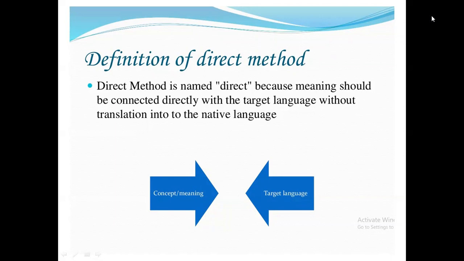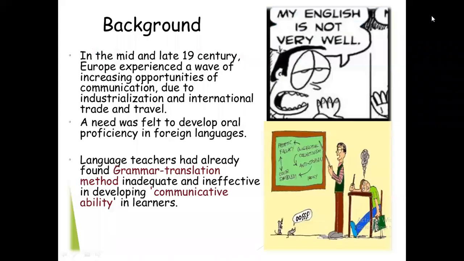What is the definition of the direct method? The direct method is named direct because meaning should be connected directly with the target language without translation into the native language. Simply, in the direct method we are directly speaking the English language. There is no other language which will help us to translate. We are using it directly. This is the simple definition of the direct method.